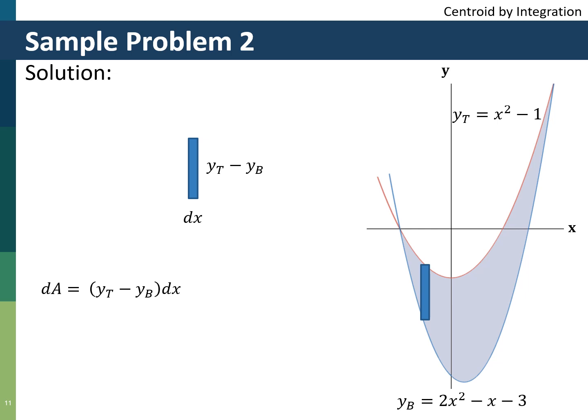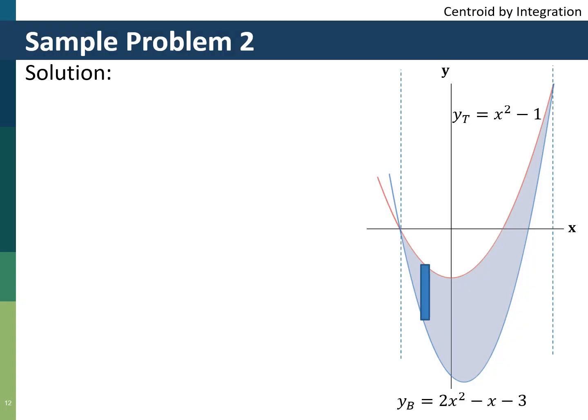The area of this vertical strip is equal to the quantity y sub t minus y sub b times dx. To solve for the entire area, we integrate both sides of the equation, giving us A equals the integral of the quantity y sub t minus y sub b dx. The bounds of integration are at the points of the intersection of the two functions. At these points, the x and y values of the two functions are equal.